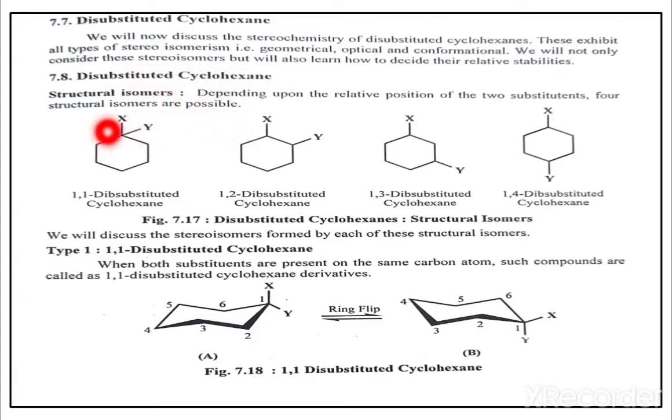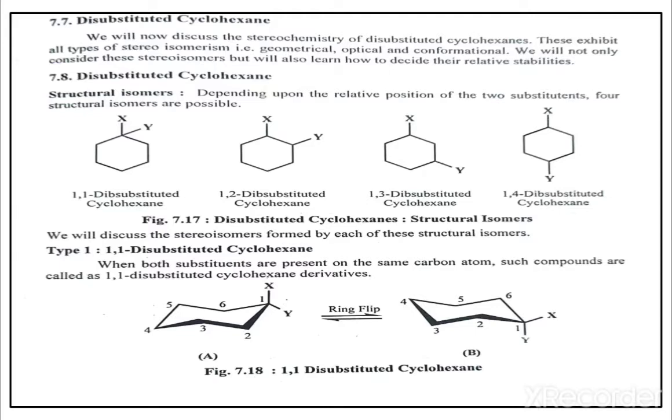Now, in the case of disubstituted cyclohexane, depending upon the relative position of the two substituents, four structural isomers are possible. The first one is 1,1 disubstituted cyclohexane, that means at the 1 position there are 2 substituents. Then 1,2 disubstituted cyclohexane, then 1,3 disubstituted cyclohexane, and here 1,4 disubstituted cyclohexane. Here we will discuss the stereoisomers formed by each of these structural isomers.